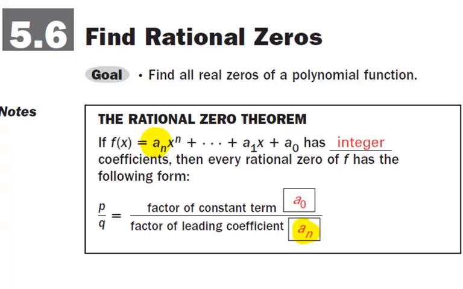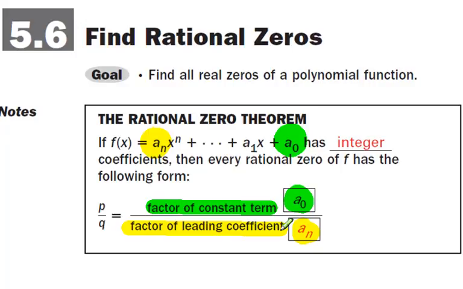We also talked about the constant, the term that had no variable. So a sub 0 is the constant. And what this tells me is if I take all the factors of the constant divided by all of the factors of the leading coefficient, I'm going to get a list of numbers. And those are the only numbers that can be rational zeros. In other words, zeros that you could actually find on a number line that could be answers to this function.